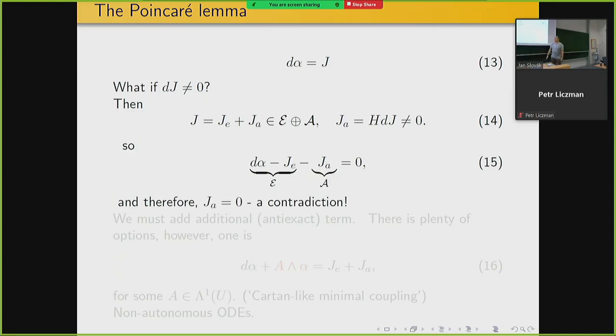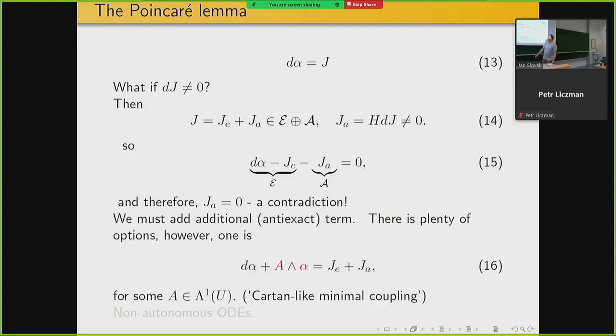So what can we do? Well, we can say that this equation has no solution, or we can try to modify this equation by adding something. And there are plenty of ways of how we can add something. One of the ways is to add some additional term, which consists of some additional differential form, which is somehow defined, and try to solve this equation. So this is the minimal modification of the derivative, which is called minimal coupling.